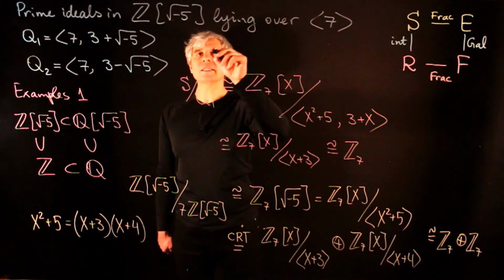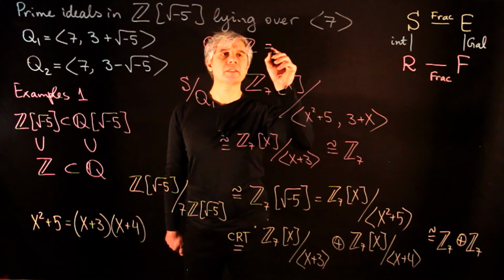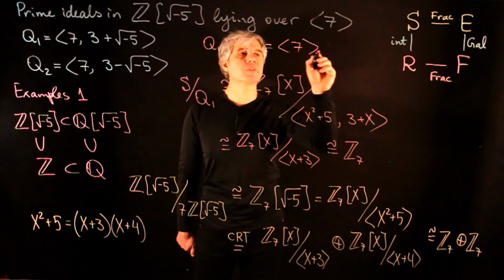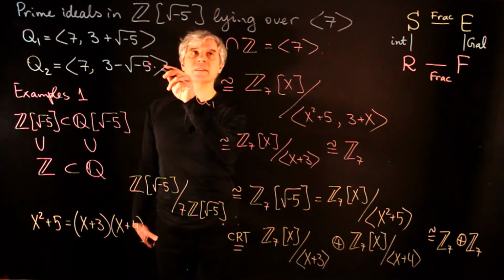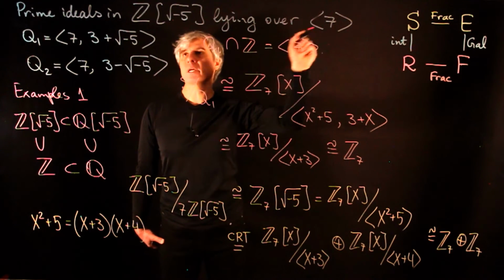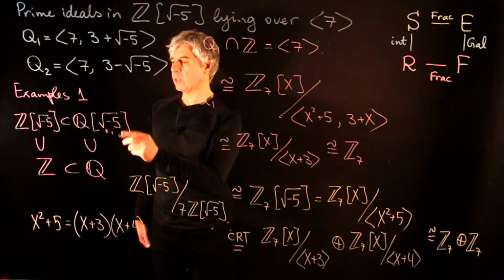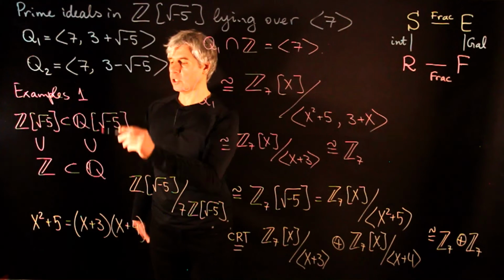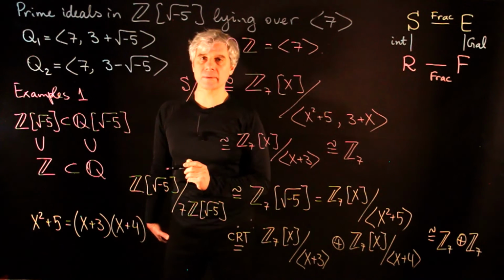And we can see that Q1 intersected with Z is precisely the multiples of 7. So we see that these are two prime ideals that lie over an ideal generated by 7 in Z. It is important to point out that the Galois group of this field extension, which is a group Z2, will interchange these two prime ideals.